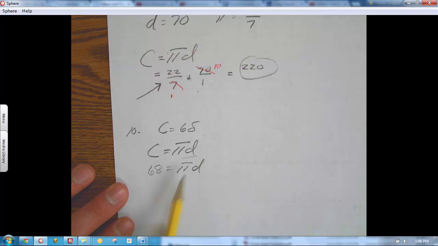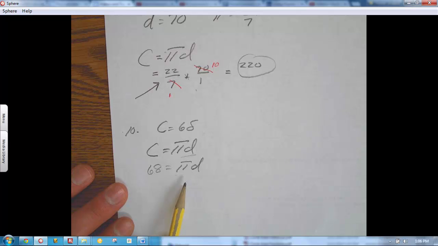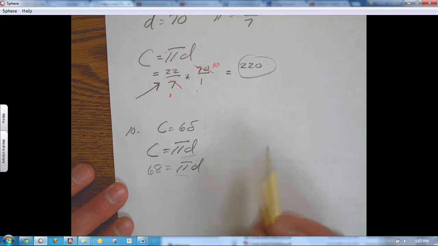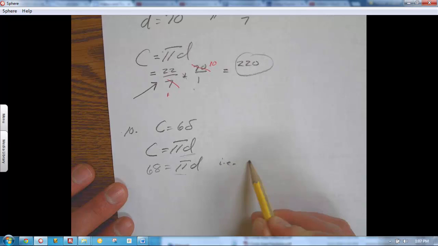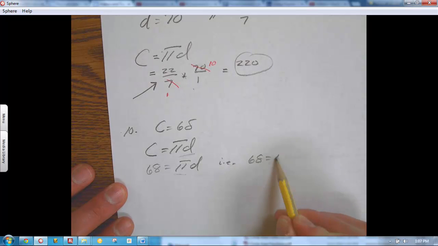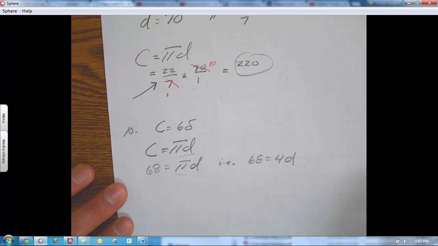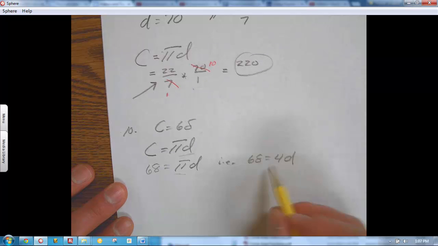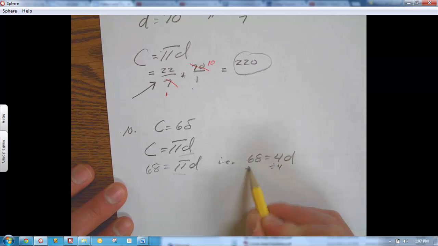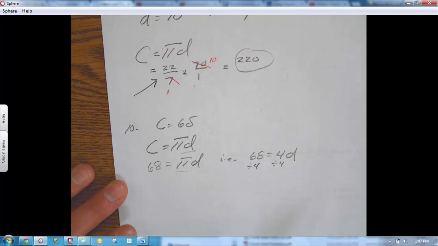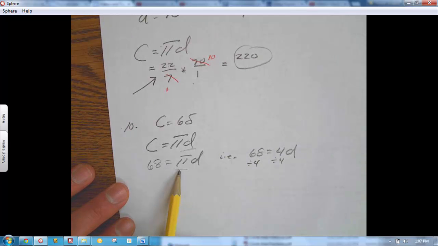And now, if this were a normal equation, or an equation with an integer or rational number here, we would divide by that number to find d. So for instance, if we had something like 68 equals 4d, we would divide both sides by 4 to get our answer. Okay, now even though pi is an irrational number, it still follows those rules.